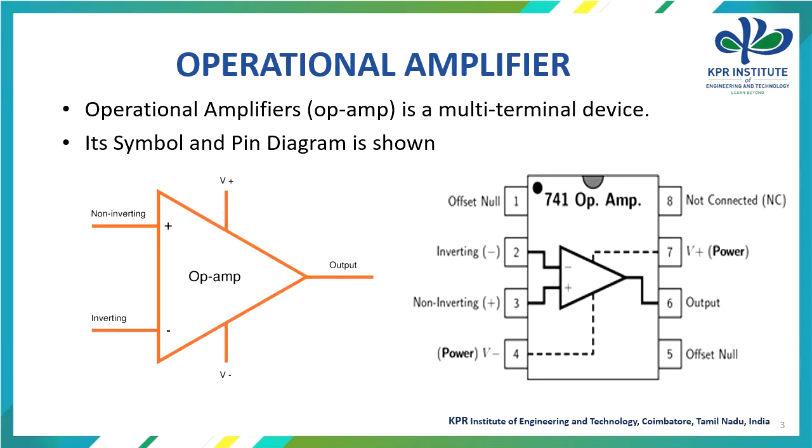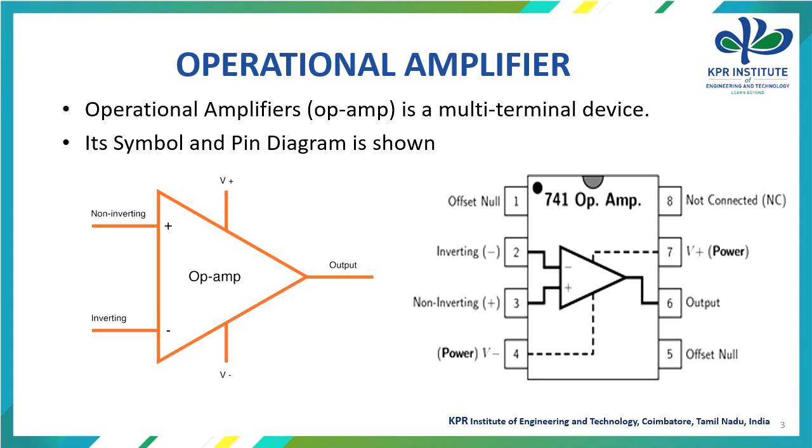Now let us look at the operational amplifier symbol as well as the pin diagram. When you look at the screen, the operational amplifier symbol is represented with 5 terminals. One is the non-inverting terminal, another is the inverting terminal. These two act as the inputs for the operational amplifier. Another is, as we discussed, the output terminal. And the remaining two are the positive supply and the negative supply. These supplies are most important for the operational amplifier.